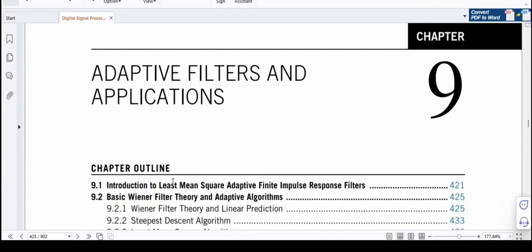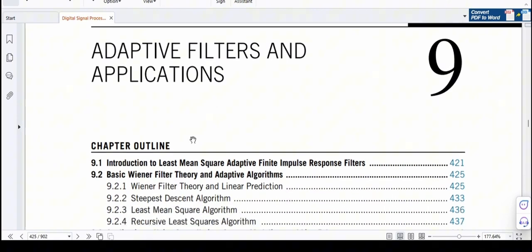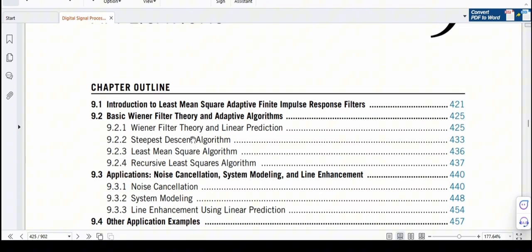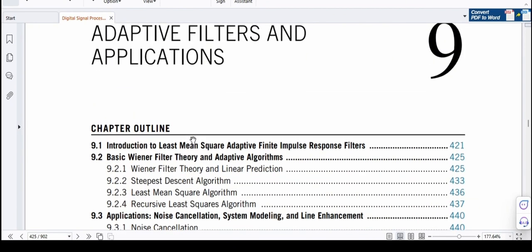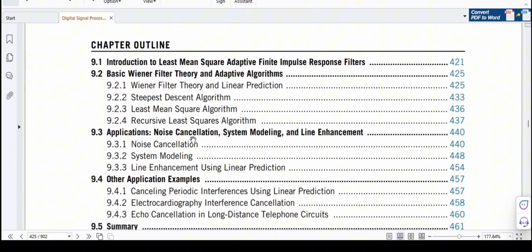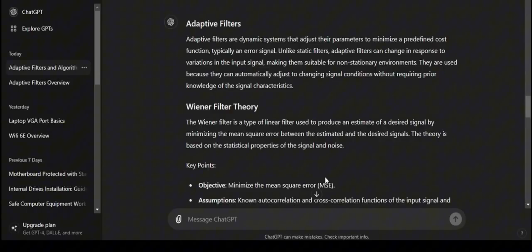Today in this session I want to discuss adaptive filters and their applications. Sir has given us a topic that is 9.1 of Li Tan. I used ChatGPT to explain these topics for my convenience. So moving toward ChatGPT, first of all, we will define what adaptive filters are.